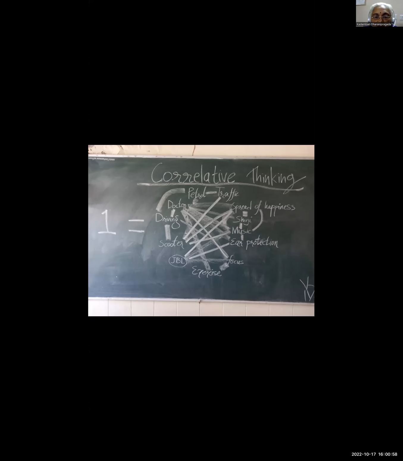Correlative thinking. How to integrate things? First, I wrote all the names, and then I asked the students to correlate each and everything. And they answered all the things, and after that, this whole picture looks like this. The integration number one includes all the things. I didn't know the name integration, so I wrote correlating.